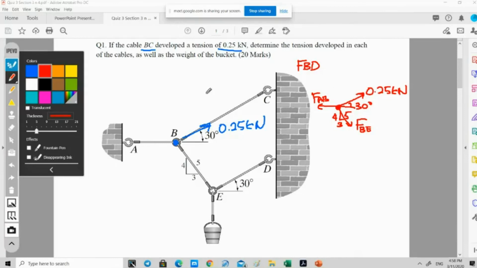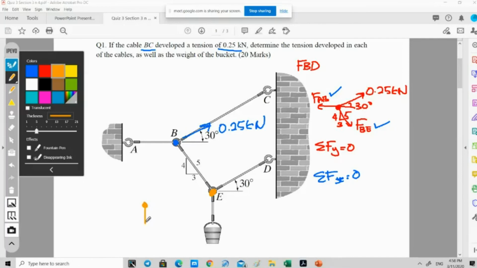Now, we do summation of forces to get the unknowns. The easier way here is to start with summation of Fy equal to 0. From there, you have this component 0.25 sine 30, and then you also have this component FBE 4/5, right? From there, you can solve for FBE, and then you do summation of Fx equal to 0, then you can solve for FEB. Having solved these, you can go to the next free body diagram here, of E.